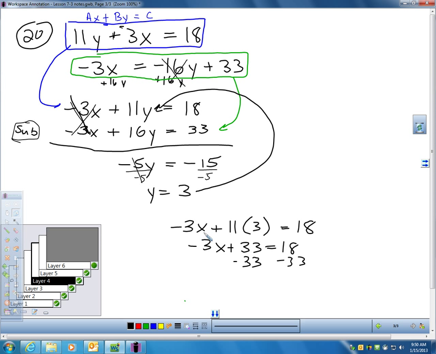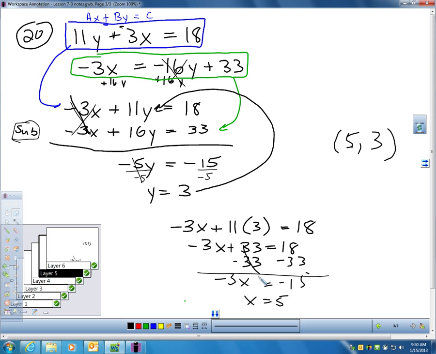That gives me negative 3x plus 33 equals 18. I took away 33 from each side. When I take away 33 from each side, I get negative 3x equals negative 15. And I can divide each side now by negative 3, and I got positive 5 for x, so I think the answer is 5, 3, and of course, I want to quickly check this when I'm done.